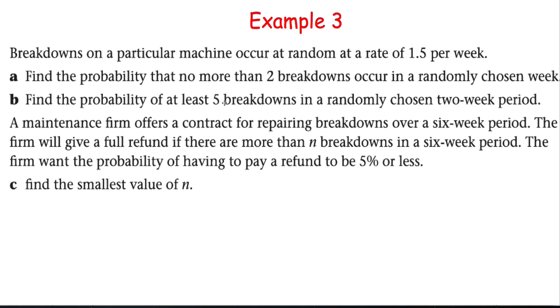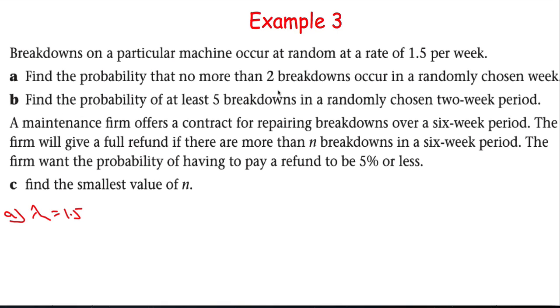Let's have a look at an example here. So this is going to utilize what we've been doing with the tables. So breakdowns on a particular machine occur at a random rate of 1.5 per week. It says find the probability that no more than 2 breakdowns occur in a randomly chosen week. So no more than 2. And remember, in this case, in part A, lambda is going to equal 1.5 because we're talking about per week here. So a chosen week, 1.5 for lambda.